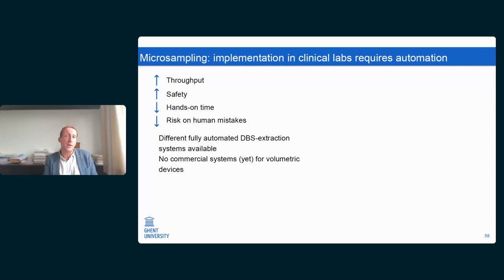In terms of automation, I genuinely believe that for a real implementation in clinical labs, automation is where we need to go, because it increases the throughput, it increases the safety, reduces the hands-on time, and also reduces the risk of human mistakes. At this point in time, there are different fully automated methodologies available for fully automated extraction of dried blood spots, so dried filter paper. But if we consider these alternative devices, there are no real commercial systems available yet, or widely available yet, that allow fully automated analysis of such volumetric devices.